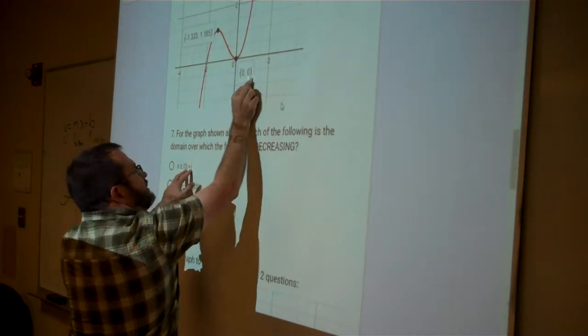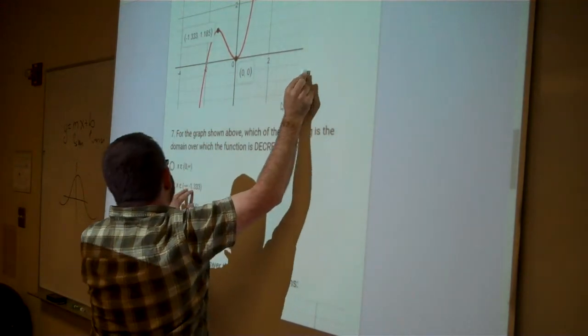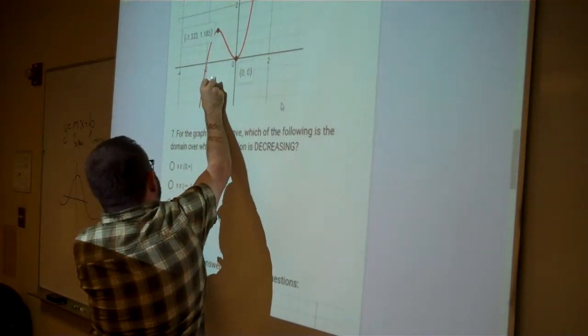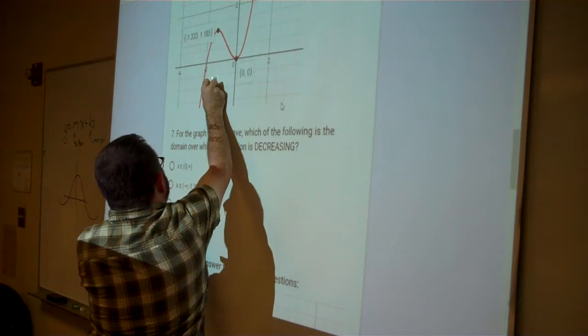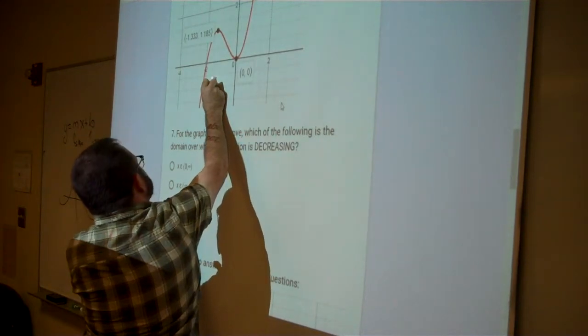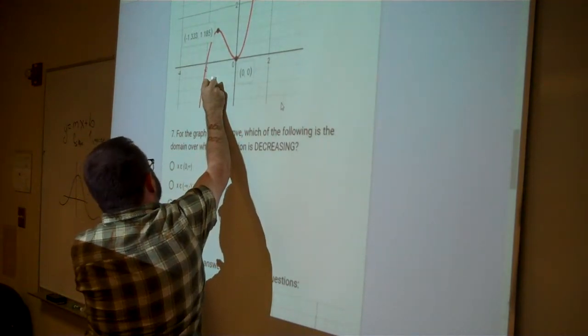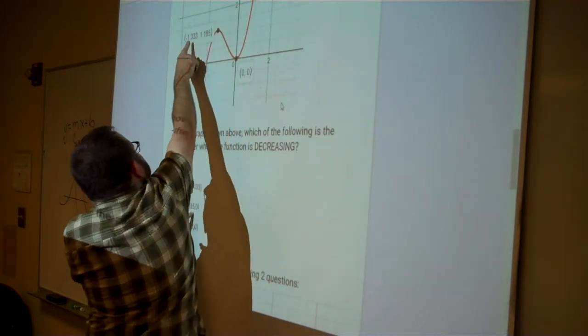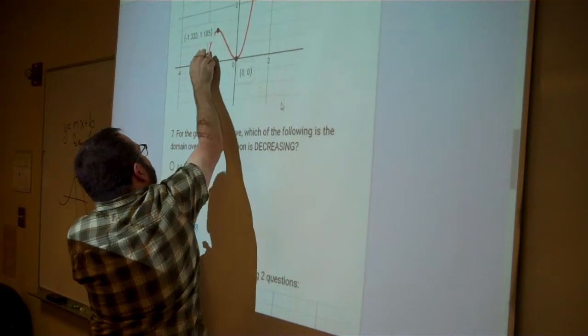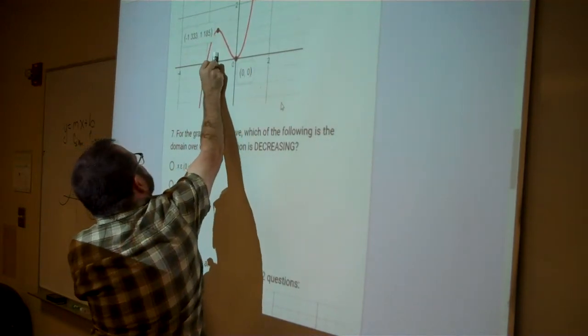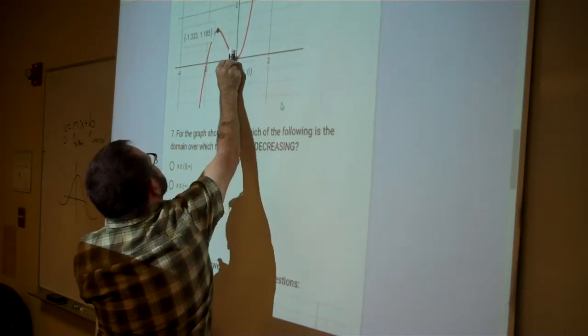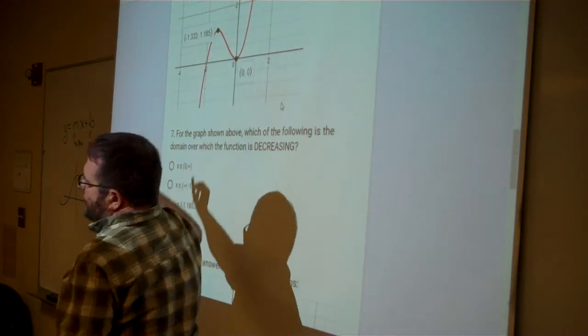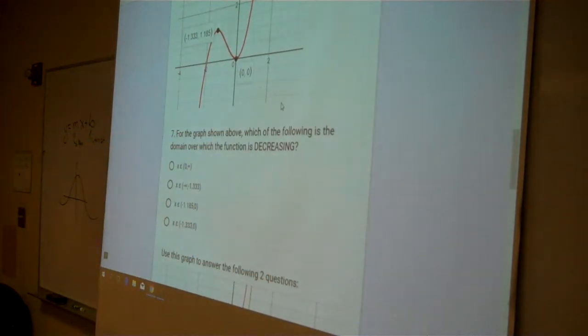Is that from 0 to infinity? No. Is it from negative infinity to negative 1.333? No. Is it from 1.185 to 0? No, because those are the y's. That is this part. X is from negative 1.333 to 0? Yes. Okay, so what did we learn here that was important?